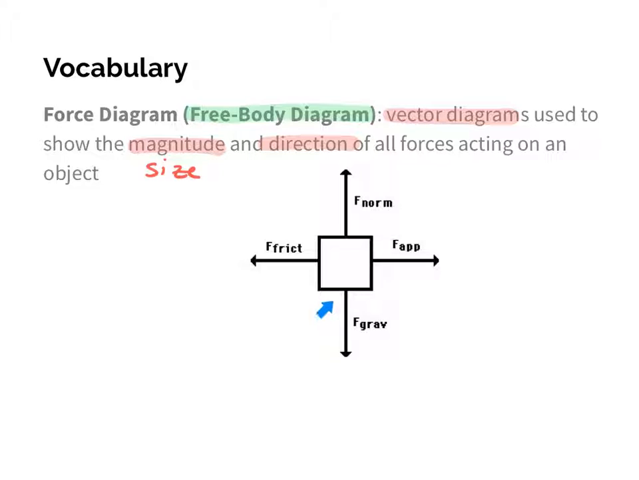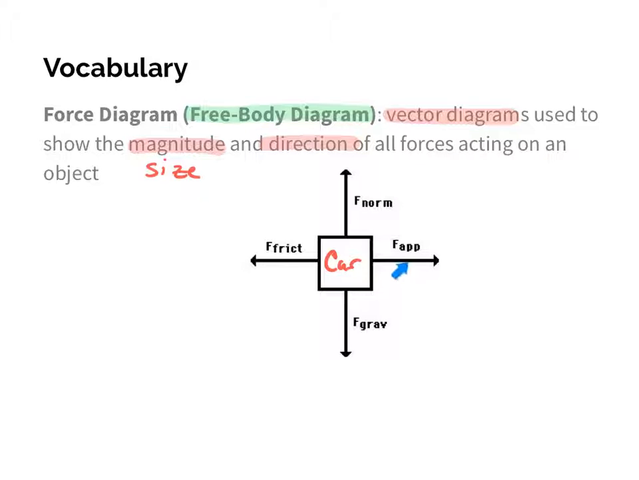Now what I'm going to use is we can either use a box, we can use a circle, we can use a dot, or we're just going to say that this box represents whatever object I'm talking about. So for example, this box could be a car. And I could say, okay, what are the forces acting on that car? I'm not going to necessarily draw a picture of a car, but I can represent the car as a box.